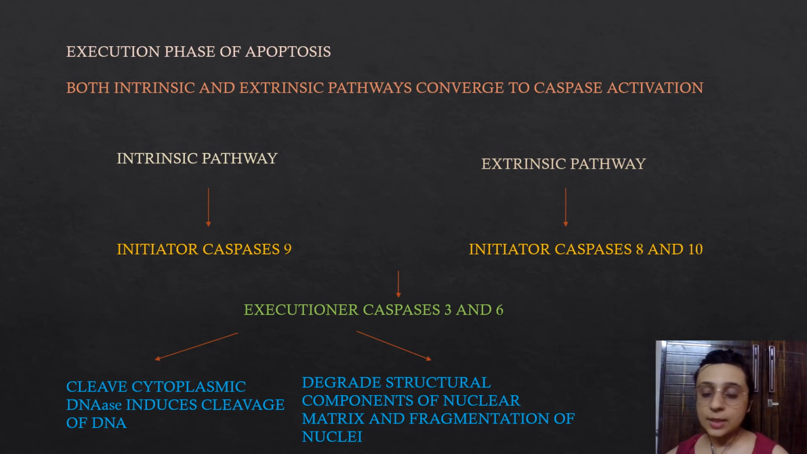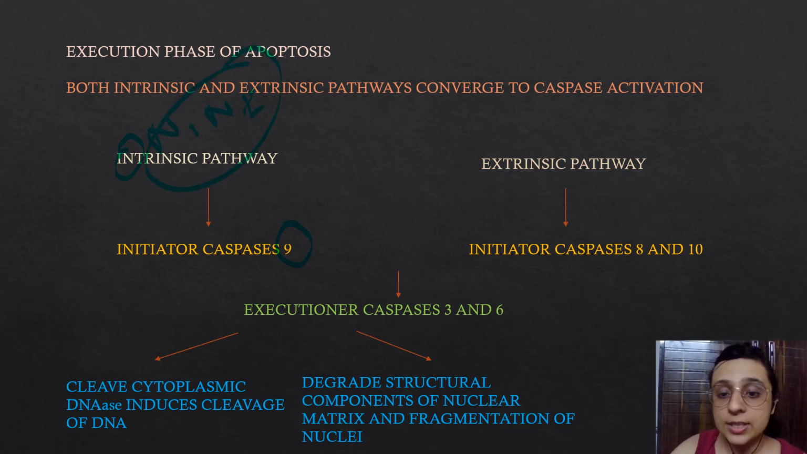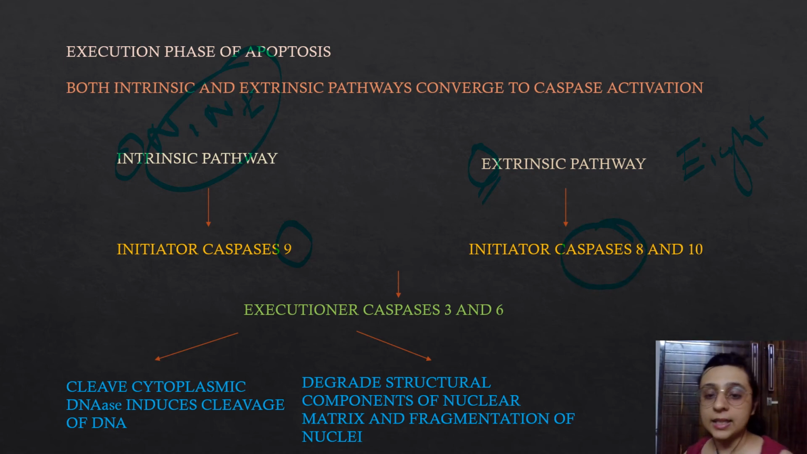So for the intrinsic pathway, what do you need to remember? The initiator caspase 9. Now just a mnemonic: can you see the N in intrinsic? So 9, it is caspase 9, right? Extrinsic pathway has an E, so it will be 8. Caspase 8 will be the initiating caspase in the extrinsic pathway along with caspase 10, right? Then executioner caspases are common, be it the intrinsic or the extrinsic pathway. Finally, they are leading to activation of executioner caspases 3 and 6.